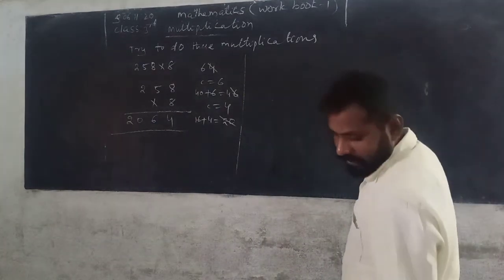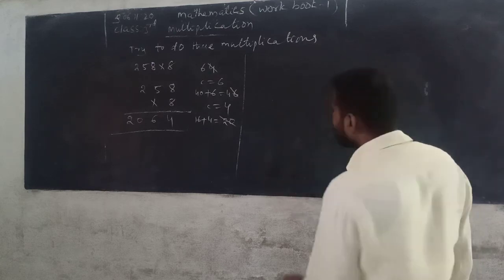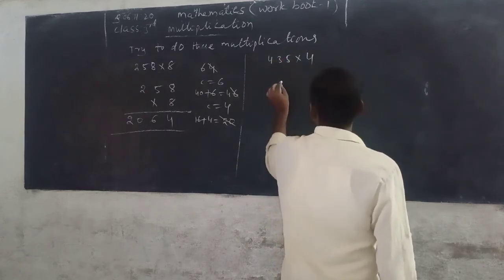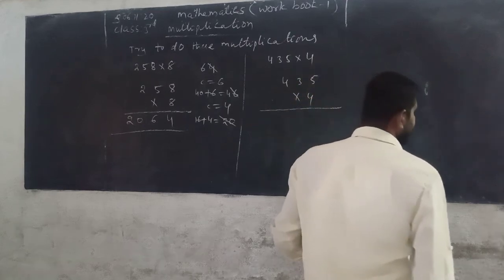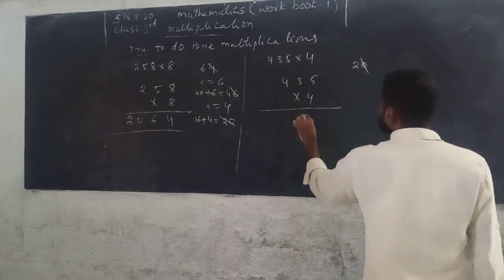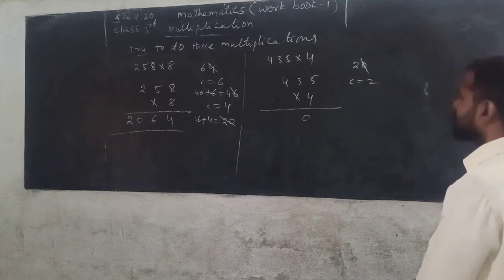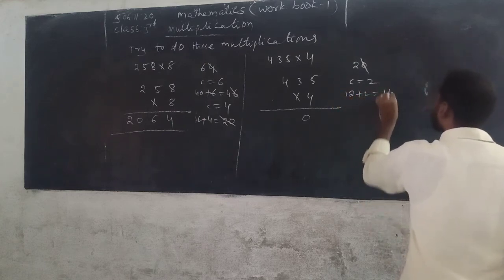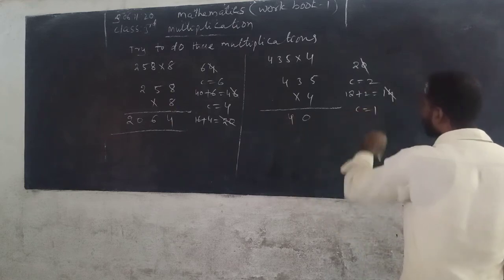Now next one, 435 into 4. First we multiply the digits in ones place, that is 5 with 4. 4 5s are 20. In it 0 is taking, carrying 2. Next we multiply the digits in tens place, that is 3 with 4. 4 3s are 12. 2 is added to 12. 12 plus 2 you can get 14. Now 4 is taking, write down in tens column of the product and carry over 1.